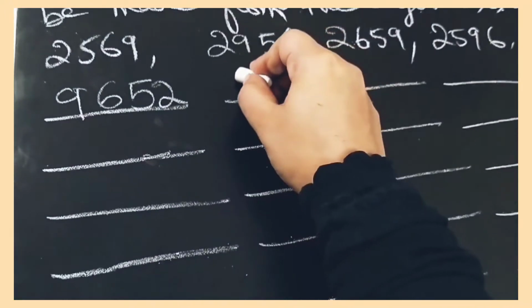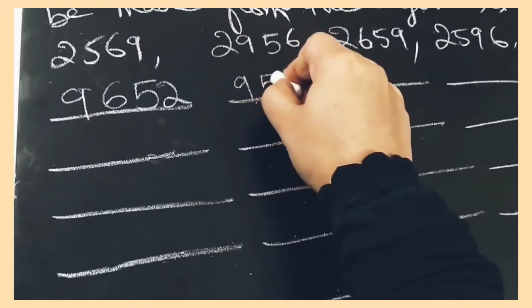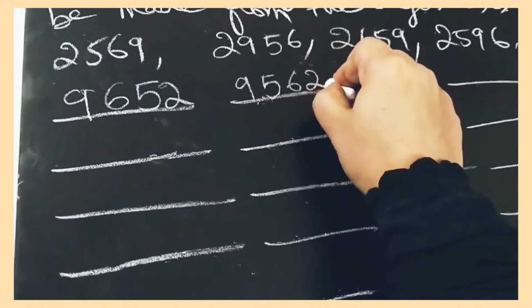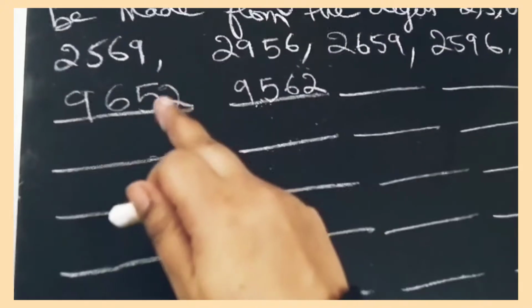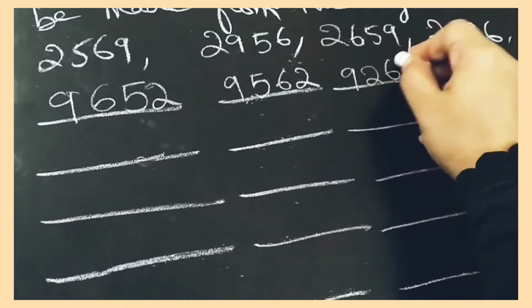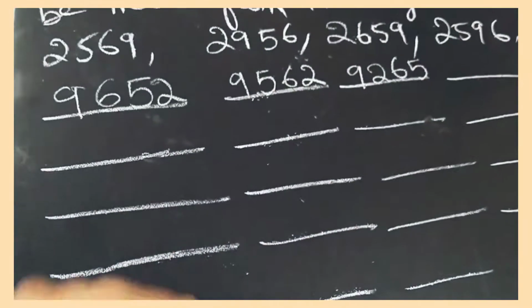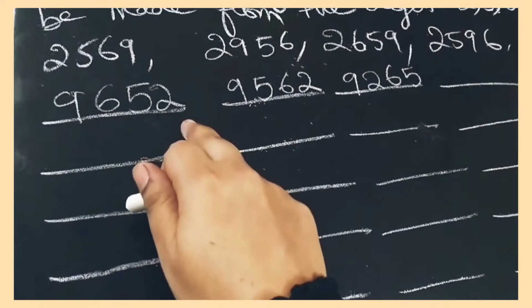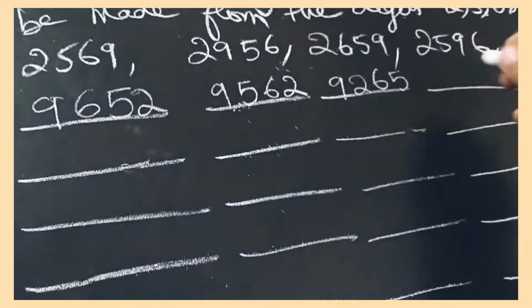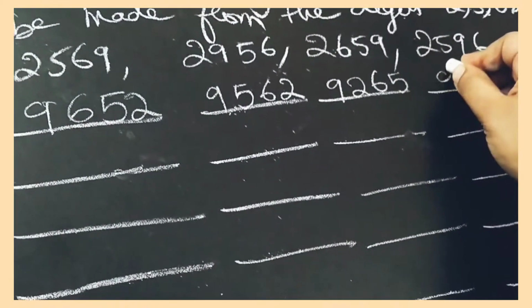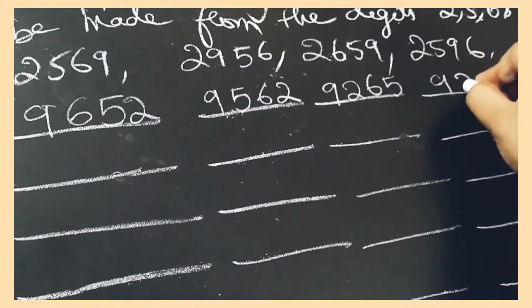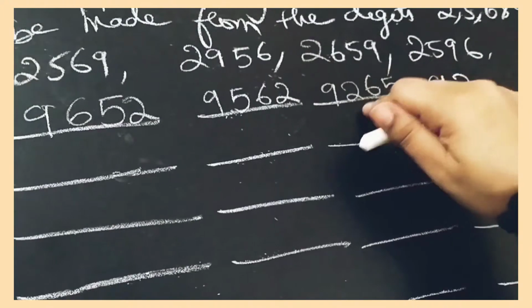Then 9562, then 9265. So 9562 is over, then 9265 is over. Again one more number is there: 9256.